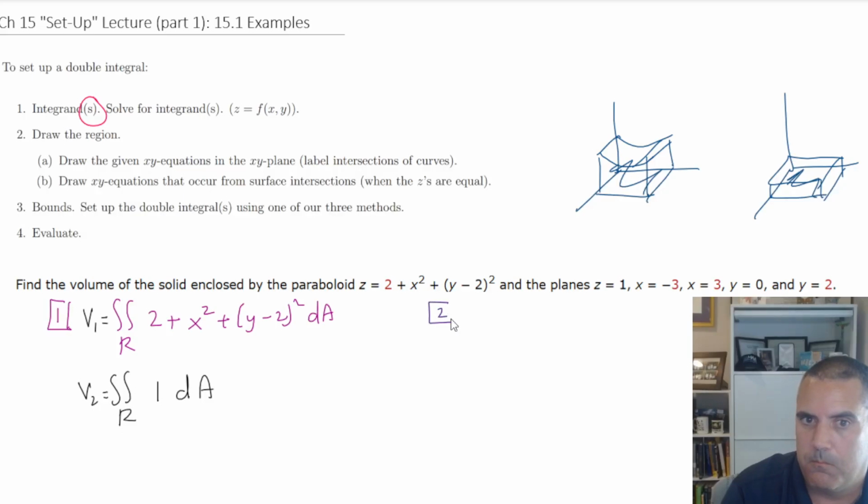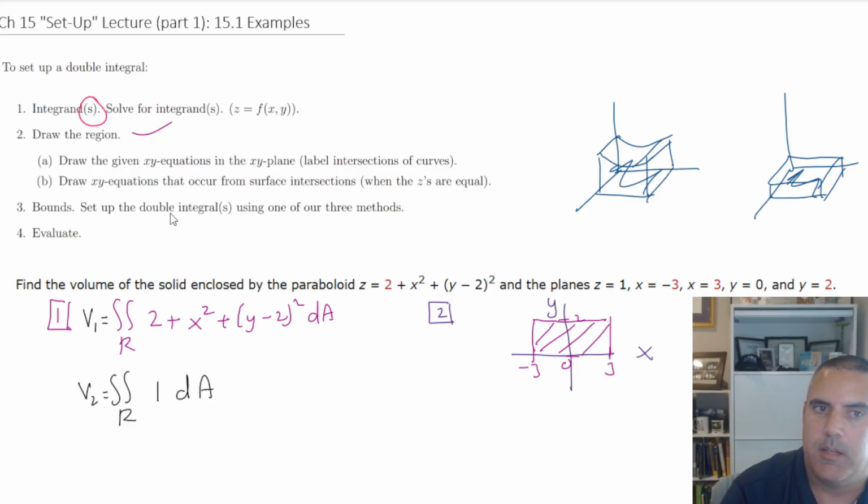Step 2. Draw the given x and y bounds. Draw the region on the ground. Now in this case, x goes from -3 to 3, and y goes from 0 to 2. Oh, it's a rectangle. Nice. So that step was easier this time. Step 3, use your bounds.